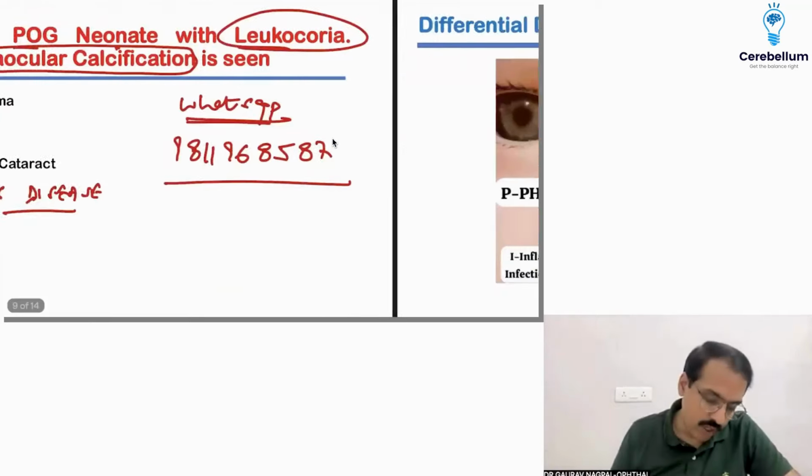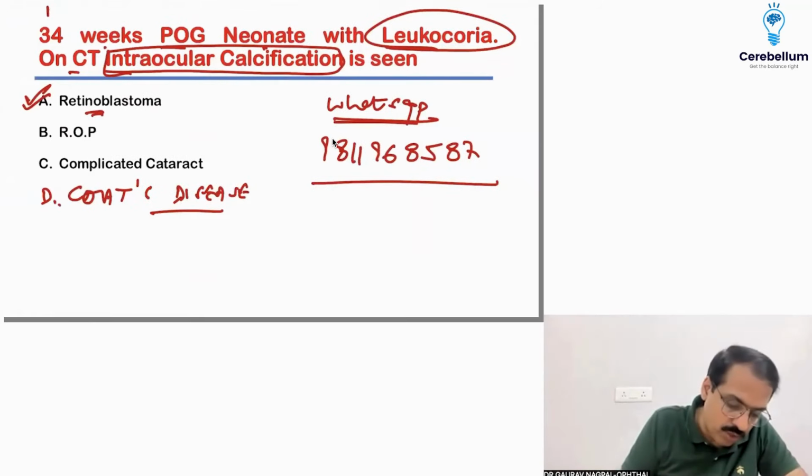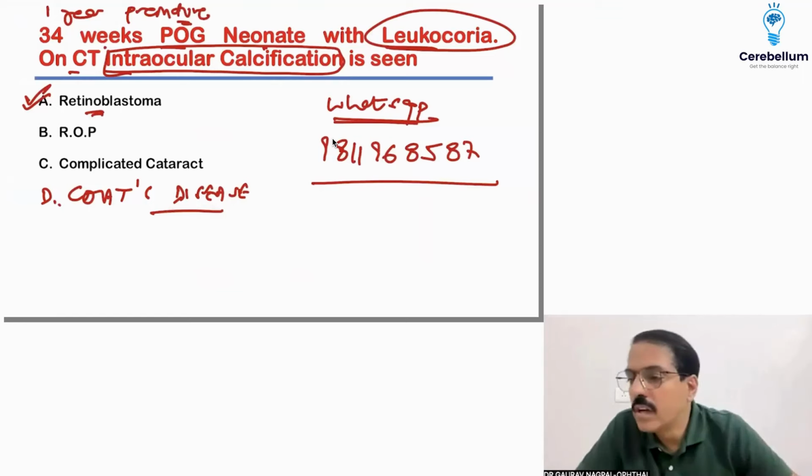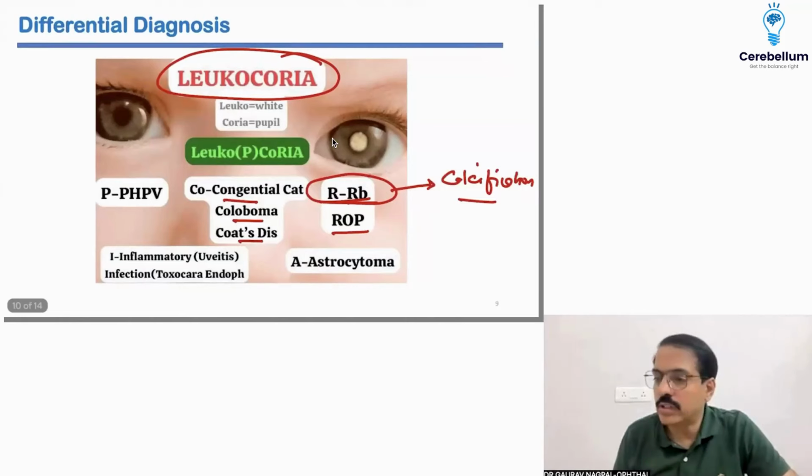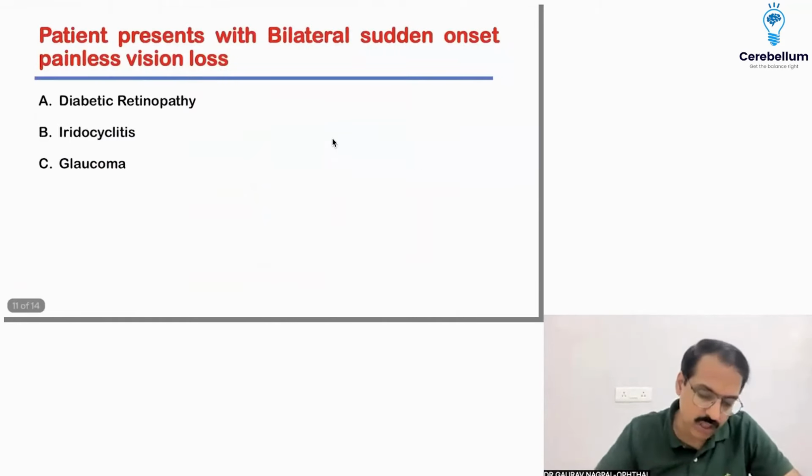Okay. So that was one-year premature neonate. Okay. So we'll come, I'll note down the pterygium question later. Pterygium was also a question they are saying.